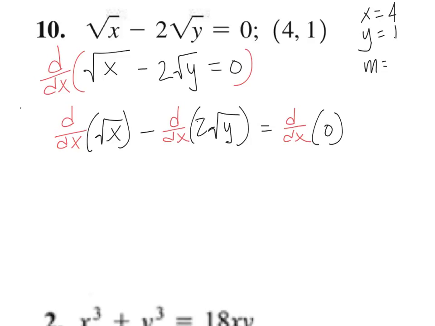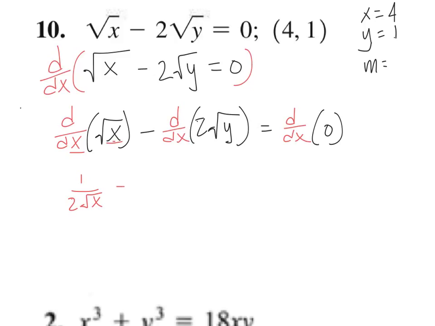As a result, I can now take my derivative. Notice here that I have an x and an x, so I'm going to take my normal derivative. I'm just going to get 1 over 2 times the square root of x, which is the derivative of the square root of x.